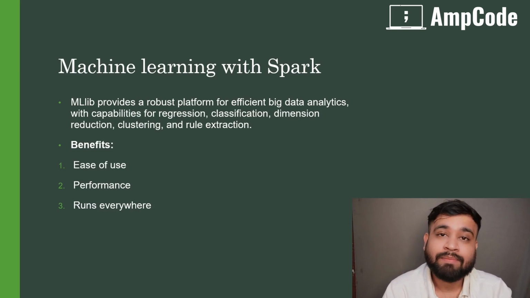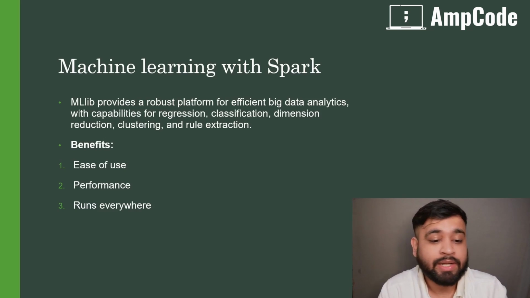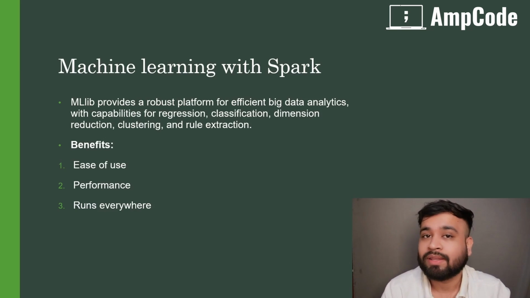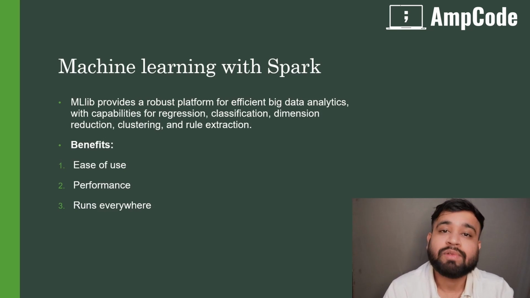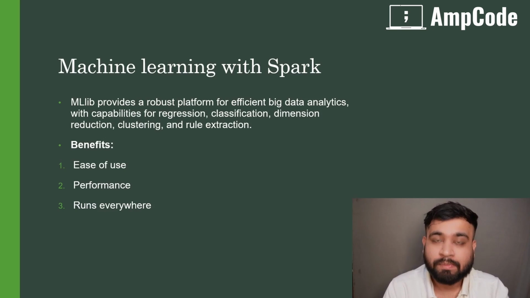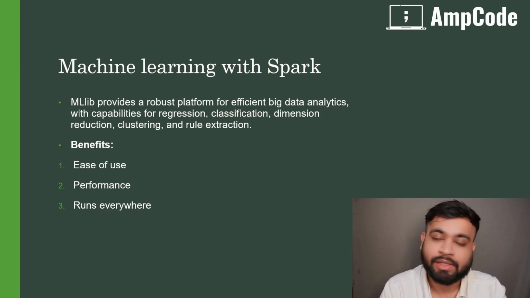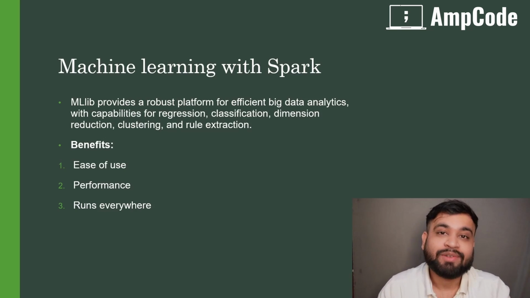So the MLlib library is nothing but a high-level API built on top of the Spark core API, which gives you the capability to run different sorts of algorithms: regression, classification, dimension reduction, as well as clustering and rule extraction. These are some of the popular machine learning algorithms which are used in many use cases out there, and MLlib gives you the capability with added benefits. Let's talk about the benefits now, then we can move ahead to the hands-on part.